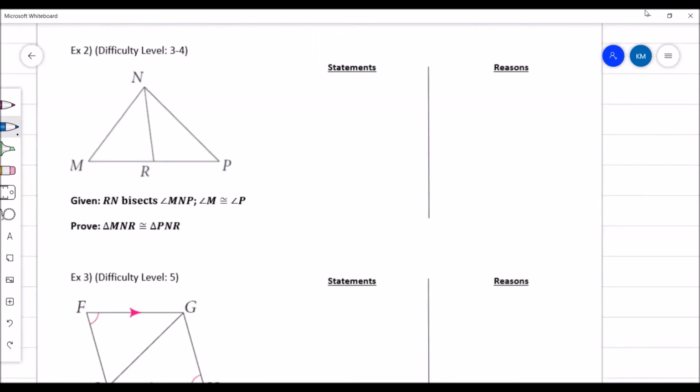Number 3 tells us that RN bisects angle MNP, and that angle M and angle P are congruent. So as I look at this, I'm like, okay, angle M and angle P are congruent, and I'm just going to mark that. RN bisects MNP, so the angle MNP is this angle here, right? Bisects just means cuts in half. And since it cuts in half, we should know that these two are equal to each other.